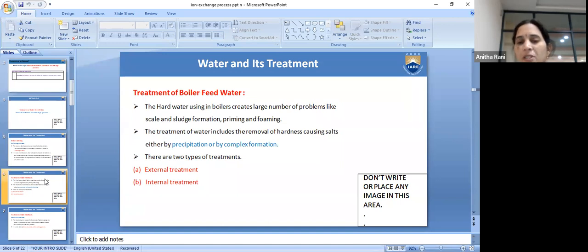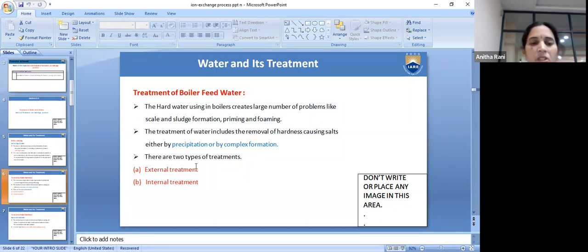Otherwise, because of these hard salts, we get precipitation in the boiler. The precipitate is very hard and sticks to the walls of the boiler. That is also a problem, because we then need to supply more fuel to boil the water for steam production. So some problems arise when we use hard water in boilers. So we have to use only soft water in boilers.